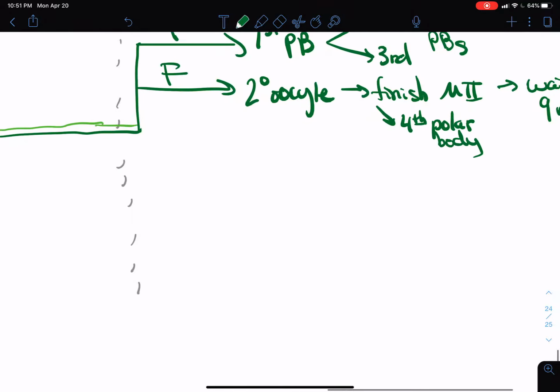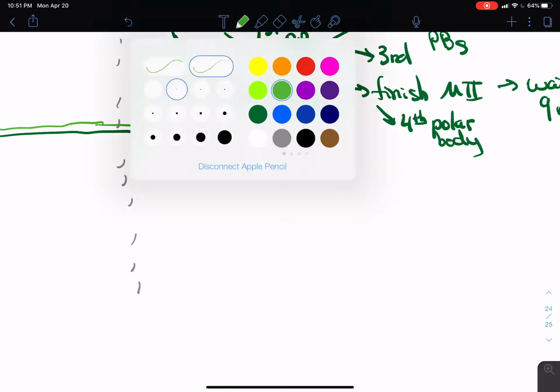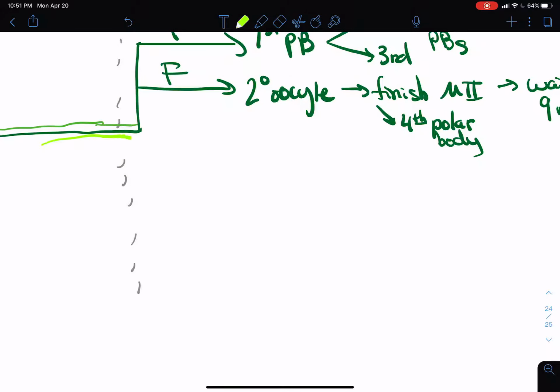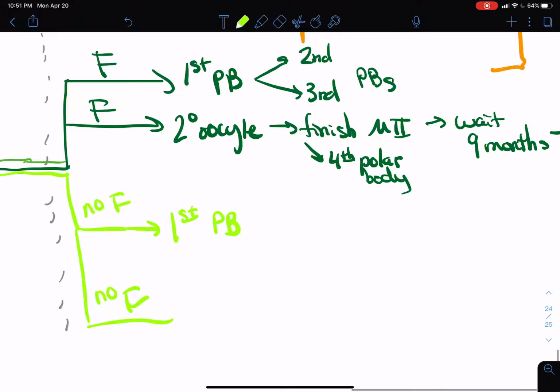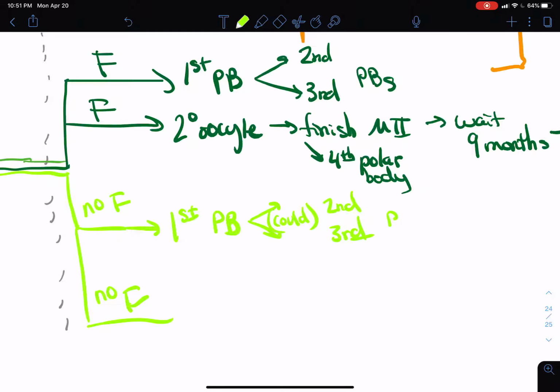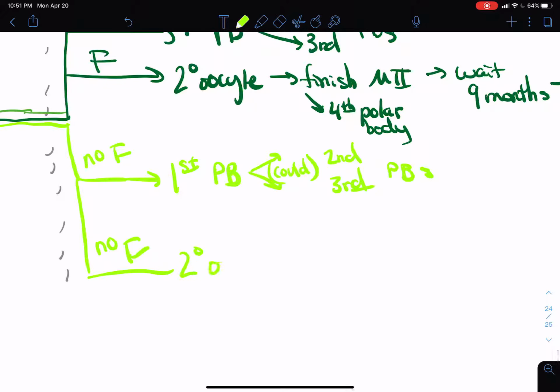Okay, so what happens if no fertilization occurs? And let me go in another shade of green. So no fertilization. Let's talk about the polar bodies first, again. So the first polar body could go through meiosis 2 and make a second and a third polar body.